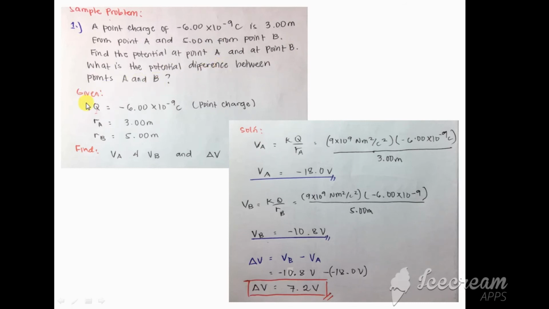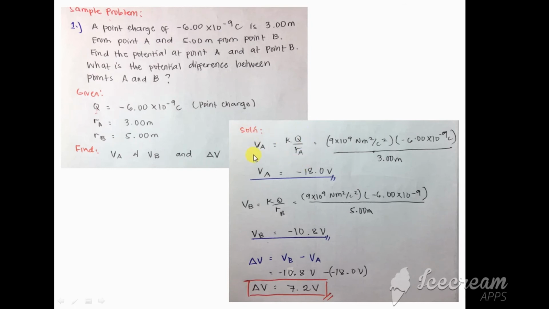So we are given the charge, Q, specifically the point charge, which is -6 times 10 raised to -9, and then a distance A, 3.00 meters, and distance B, 5.00 meters. So we are asked to find the electric potential for point A and point B, and also the electric potential difference between the 2 points. Now, using the formula for electric potential, first let's compute the electric potential for A and B.